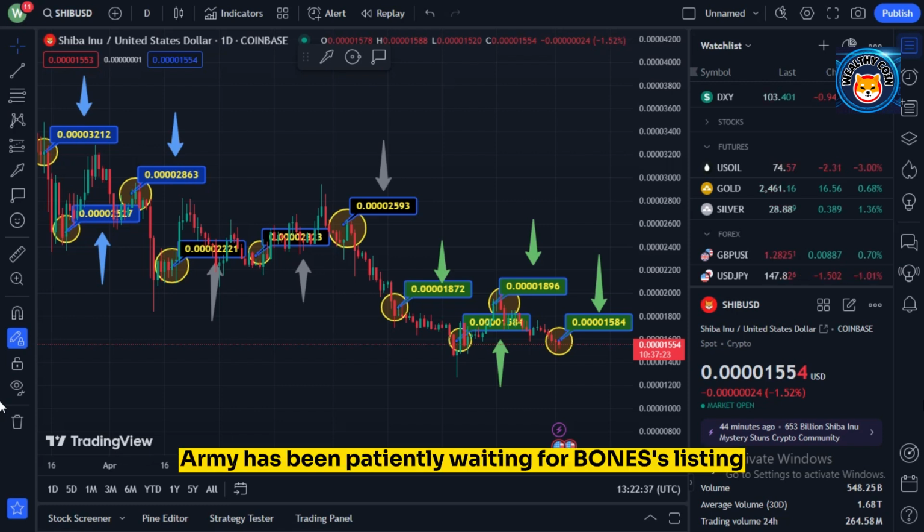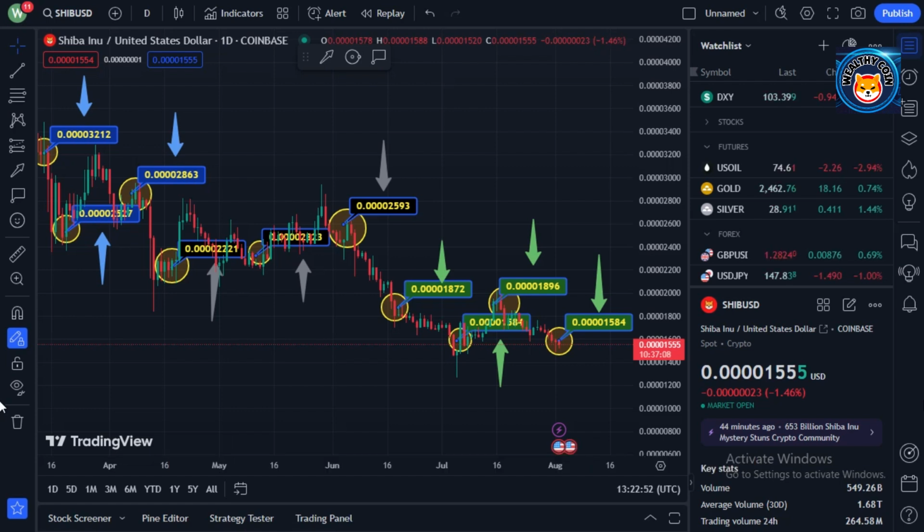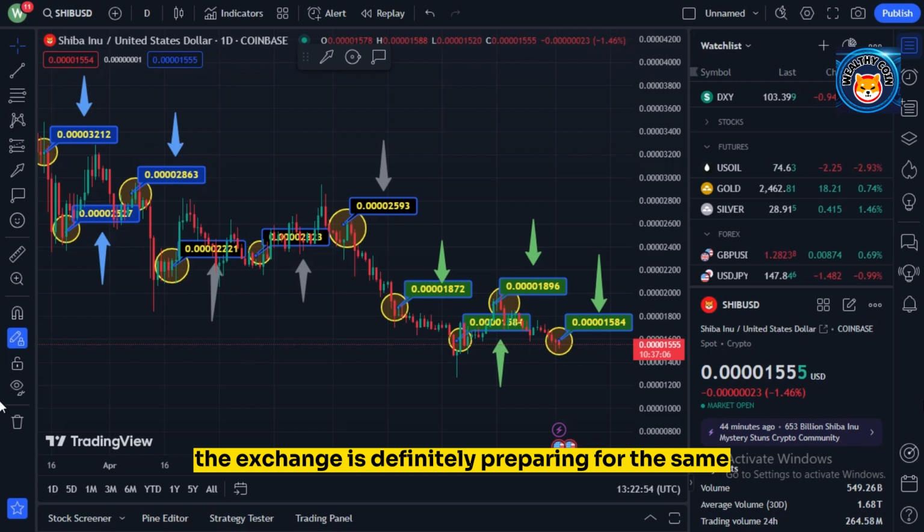The Shiba Inu army has been patiently waiting for Bone's listing. Last year, around the middle of December, the exchange posted a photo of a Shiba Inu puppy decked out in red to celebrate the holiday spirit. People in the know quickly began speculating that a Bone listing could be in the works. It would appear that the exchange is definitely preparing for the same given the launch of the most recent page.